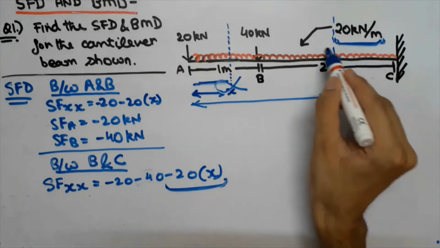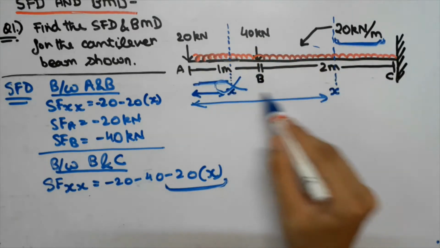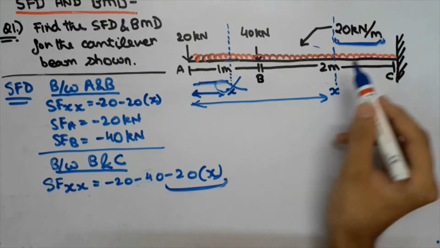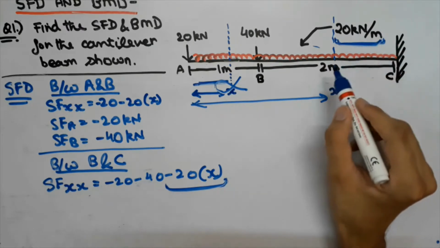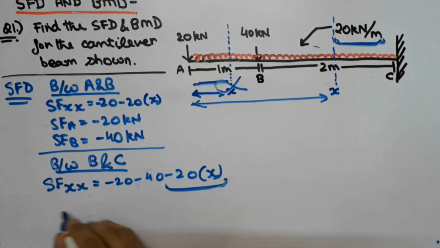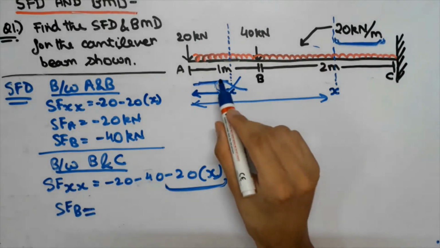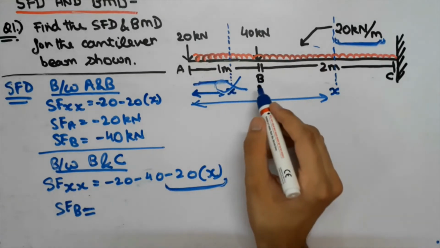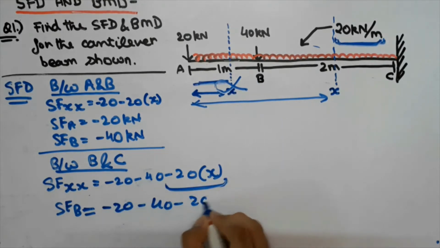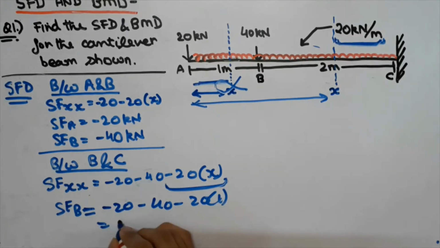Now guys, we are considering only this part of the UDL till the point x that we have assumed. That is why we have multiplied this by x in order to convert it into the form of kilonewton. That is, we have converted into the form of 20x kilonewton. Now guys, we will simply put the values of x, that is, first of all we will find shear force at B, and we will put the value of x as 1, because the distance of point B from A is 1. So on putting the value of x as 1, we will get the value of B to be minus 80 kilonewton.